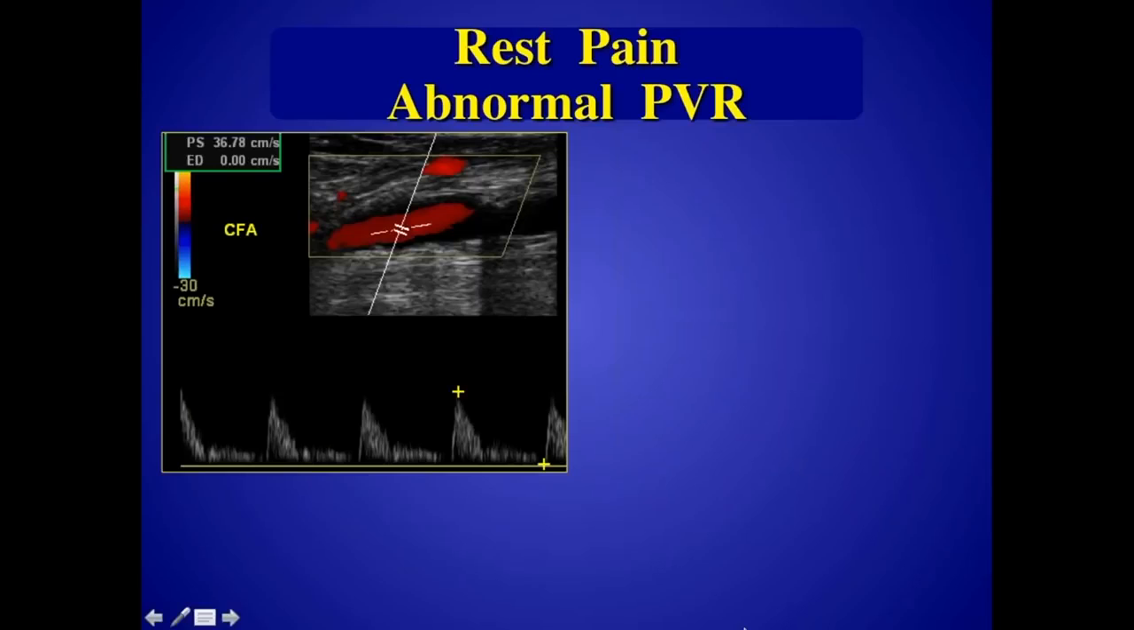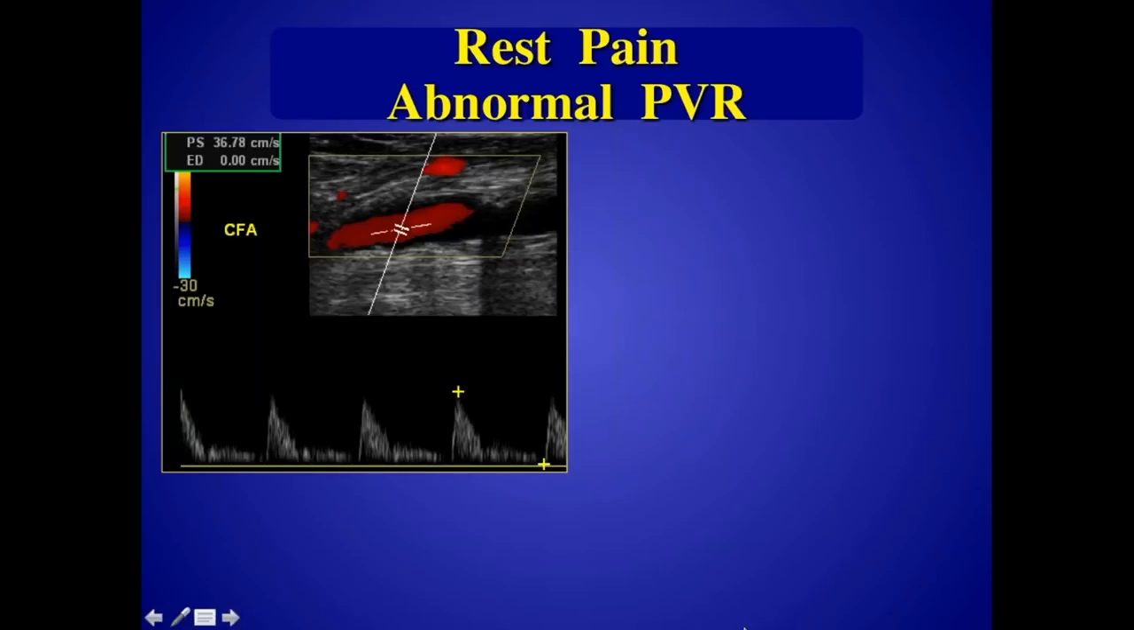Let's take a look at this case. So here's an elderly patient, presents to the lab with rest pain, had an abnormal indirect study, and we're starting at the level of the common femoral artery. And right off the bat, we notice that the waveform is abnormal. So take a look at it. What do you see? What makes it abnormal?